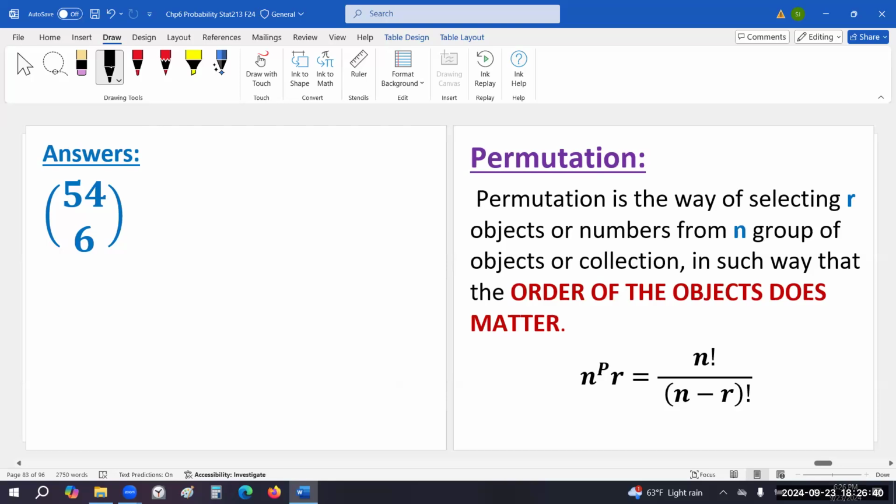Now, combination has a partner. This partner's name is permutation. Combination doesn't care about the order of the numbers, but permutation does. So when you're working with a scenario where the order does matter, then it's not combination, it's permutation.